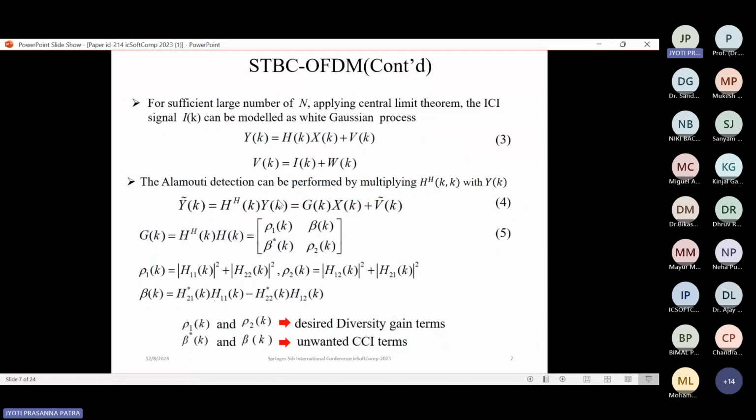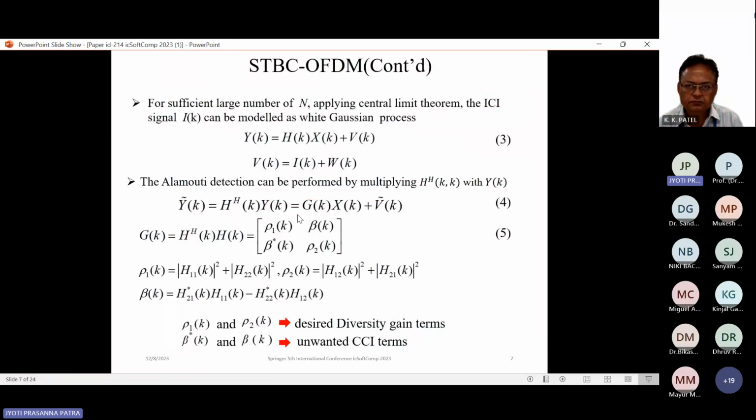So Yk is equal to h of k, x of k plus Vk, and here we are talking about the kth subcarrier, and k varies from 0 to n-1. And the Alamouti detection is performed by multiplying h Hermitian into y. So we'll get G is equal to h Hermitian h. So it is not a diagonal matrix. So we'll get rho 1, rho 2 as the diversity gain terms, and beta conjugate as the CCI terms.